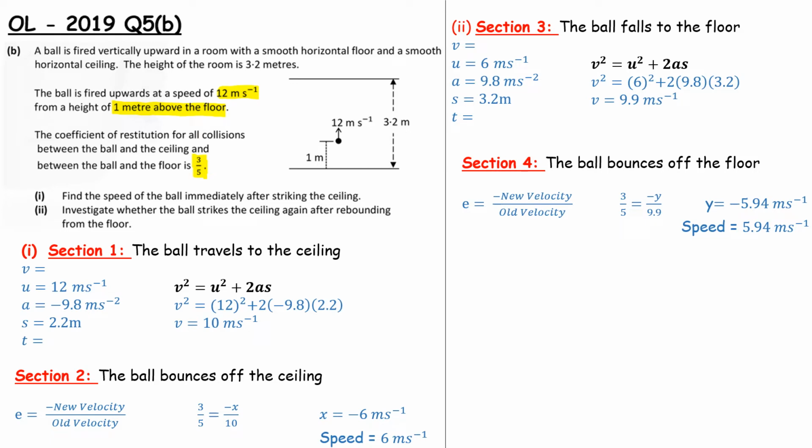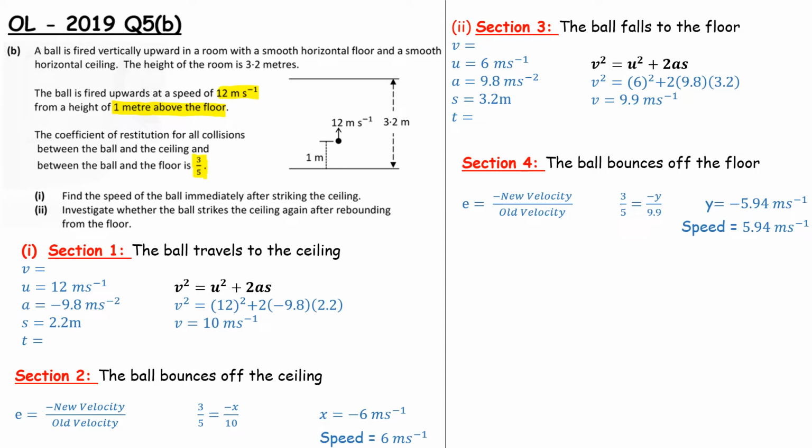So this is our fourth section. It's the bounce off the floor. I'm going to do something similar to what we've seen. The coefficient of restitution. So I'm going to use Newton's law of restitution here. So E is equal to minus new velocity over old velocity. E is the same because it was the same coefficient of restitution for the ceiling and for the floor.